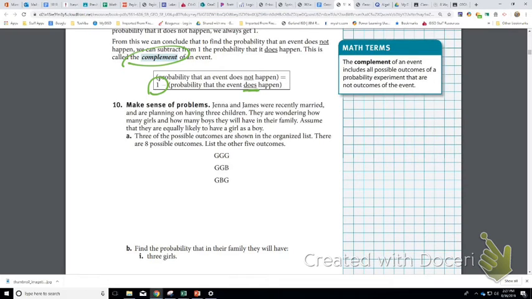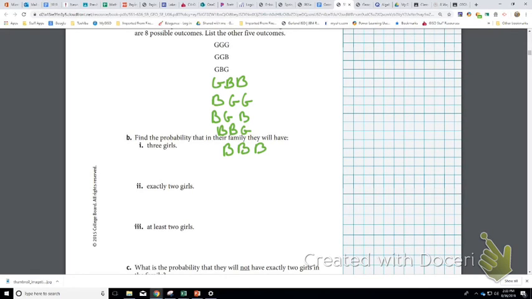Okay, now, let's take a look at our last problem here. Here we have Jenna and James, and they were recently married, and they've decided that they want to have 3 children. Okay? So they've got some time on their hands, I guess, and they're just going to figure out what those combinations of girls and boys are that we can get. From our sample set, the probability that the family will have 3 girls. That's only going to happen how many times? It's only going to happen all girls, so 1 out of 8.